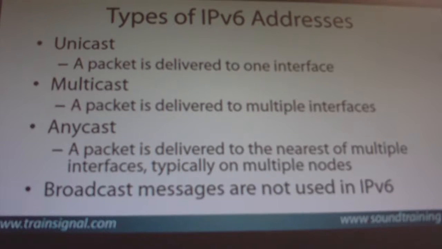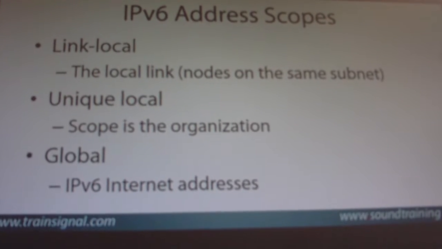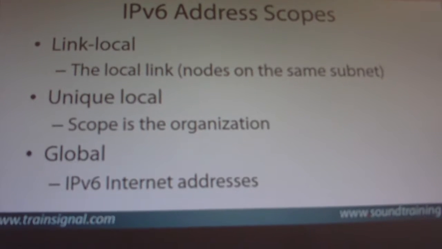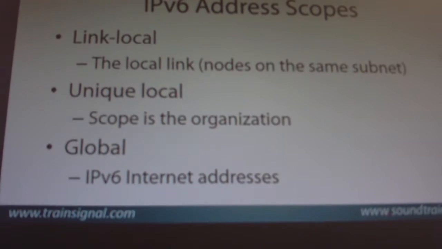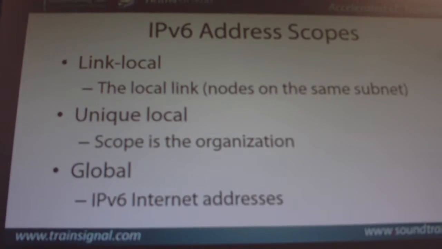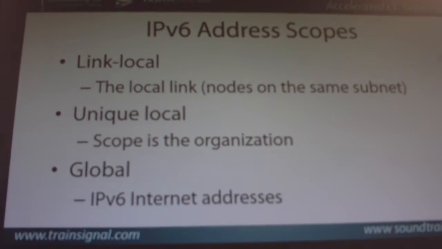Now, we have several IPv6 scopes. I'm not going to go over all of them, but I do want to touch on some of them. A link-local scope is the nodes on the same subnet. Then you have a unique local, where the scope is the entire organization, and then we have global, which would be the IPv6 internet addresses.